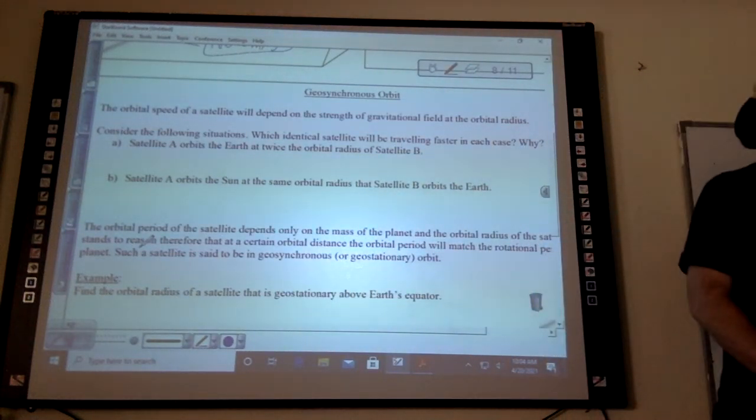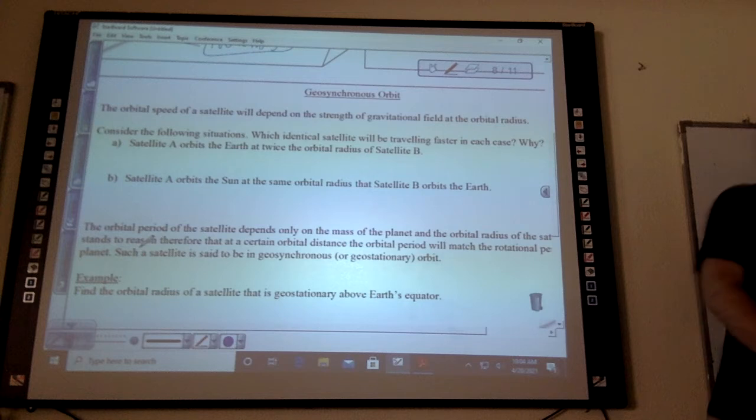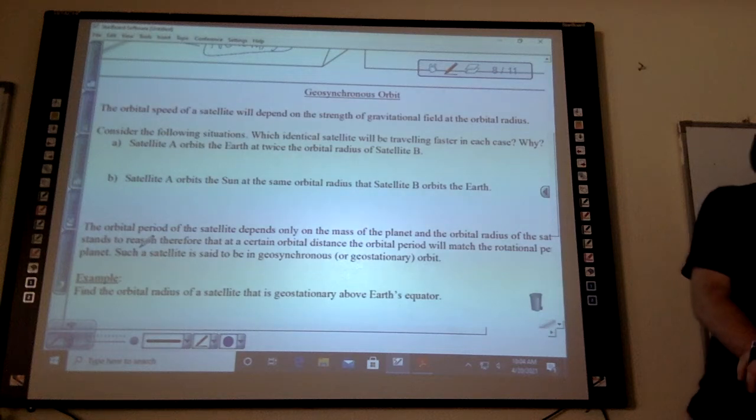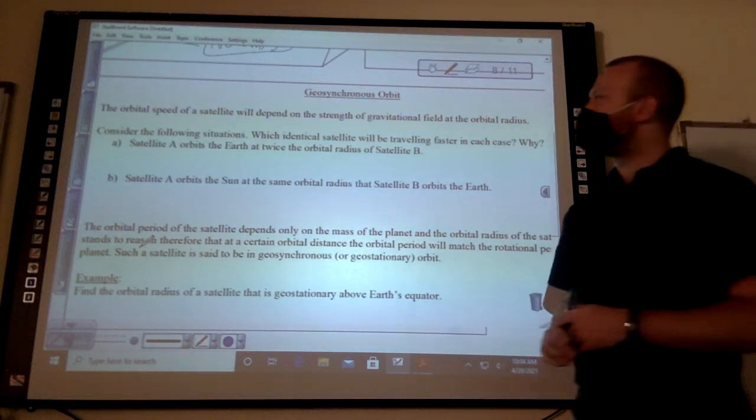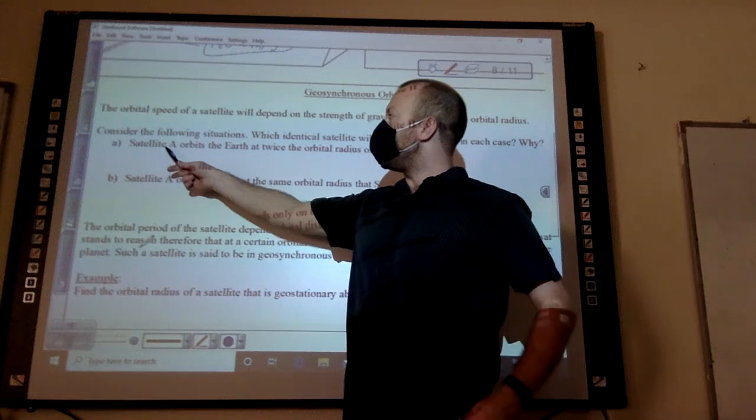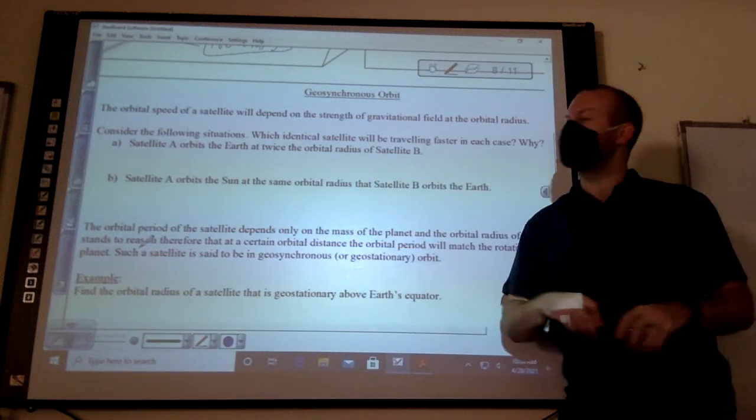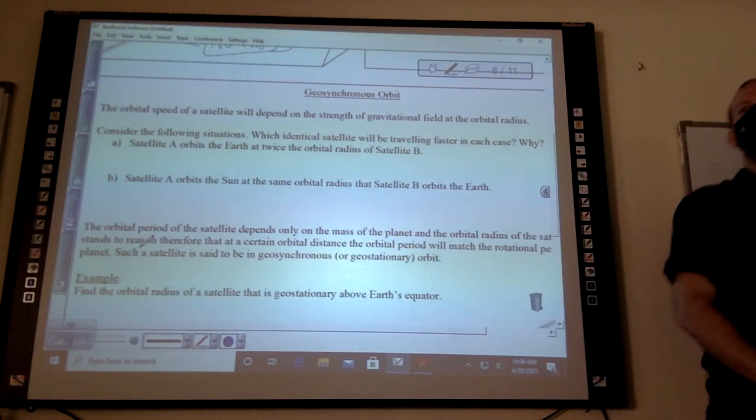So let's talk some concepts here. The orbital speed of a satellite will depend on the strength of the gravitational field at that orbital radius. So let's consider two situations, and think about which satellite travels faster in which case. So if I've got satellite A orbits at twice the orbital radius of satellite B.